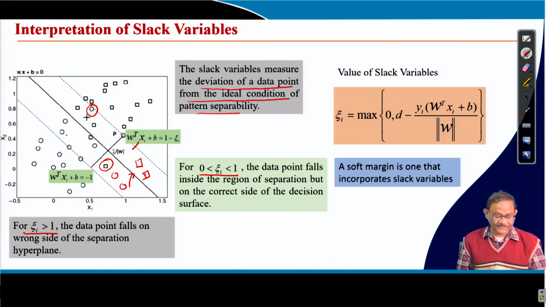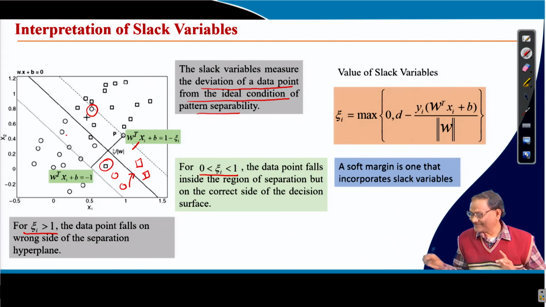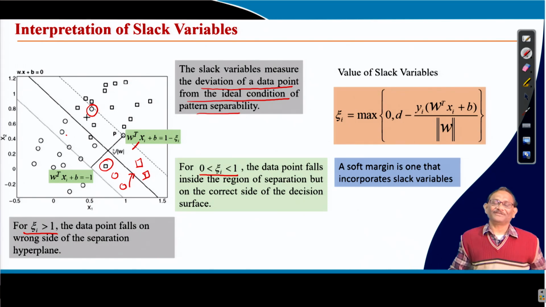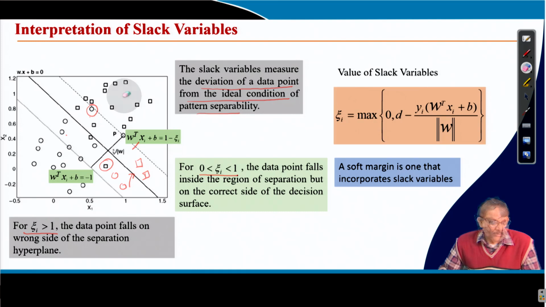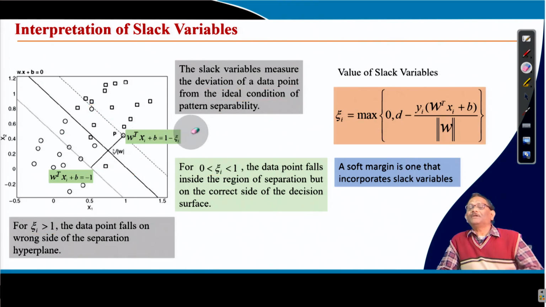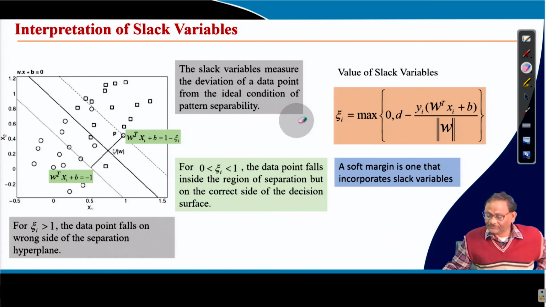So that is the reason the slack variable is introduced. In order to capture this phenomenon properly, because in real situations you will not get a completely linearly separable case, you will have such behavior that some examples will be on the opposite side. So now you understand the meaning of the slack variable.